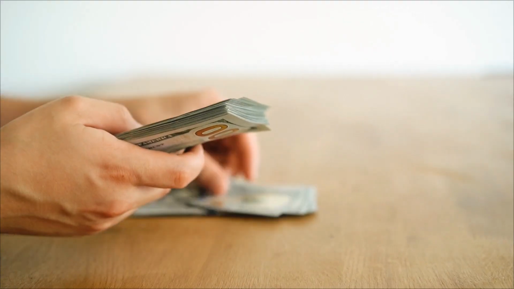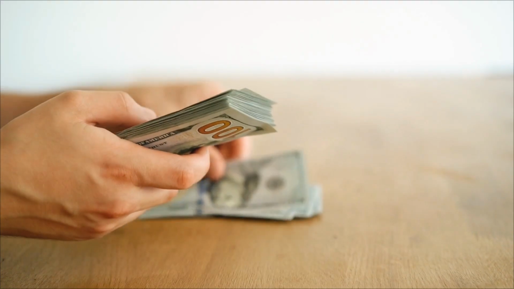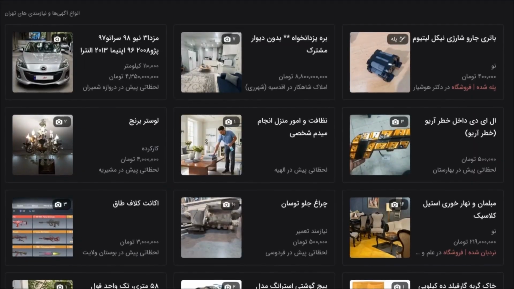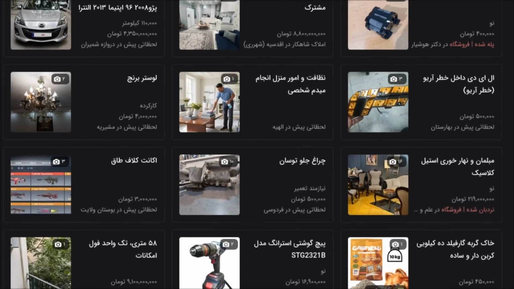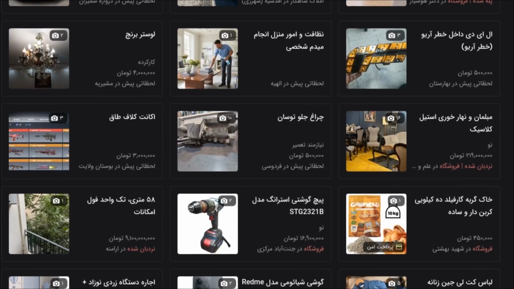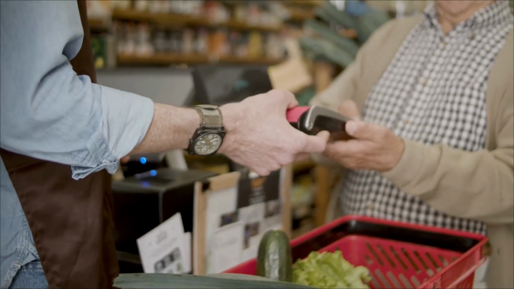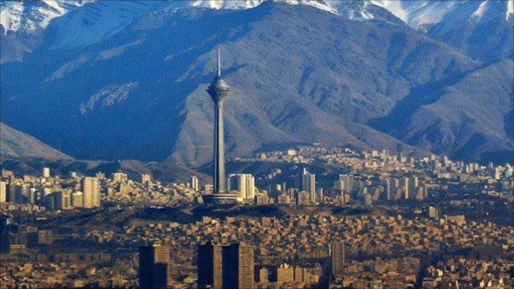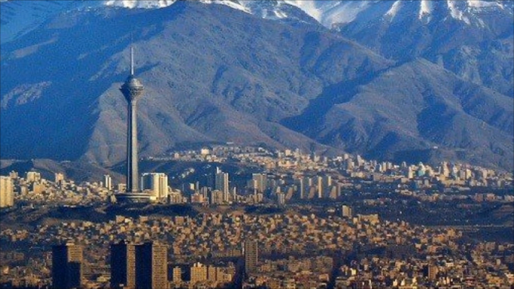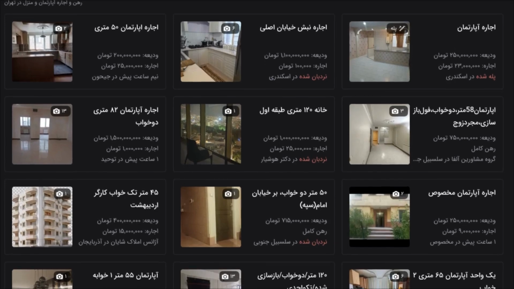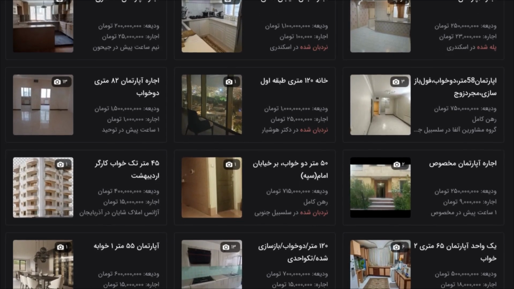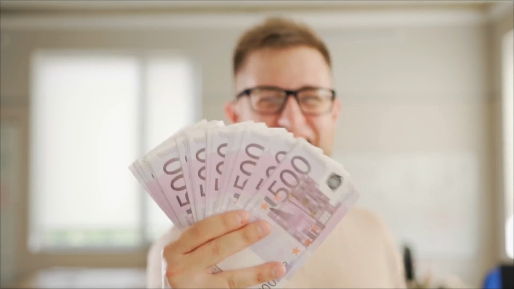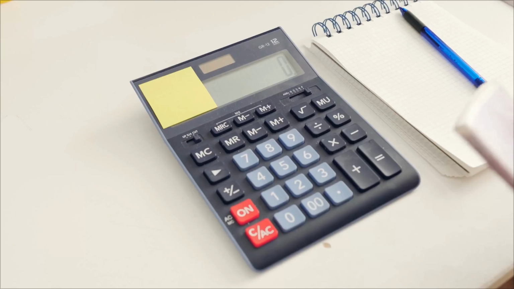Today I'm going to show you how much it costs to rent a house in Tehran, the capital of Iran. To do that, we are going to use Divar, one of Iran's largest online classified websites. People use it to buy and sell second-hand items, but it is also a popular place to find an apartment or a house for rent. So we are going to use Divar, and I need to also mention that it's not my sponsor. I'm just using it. So let's go.